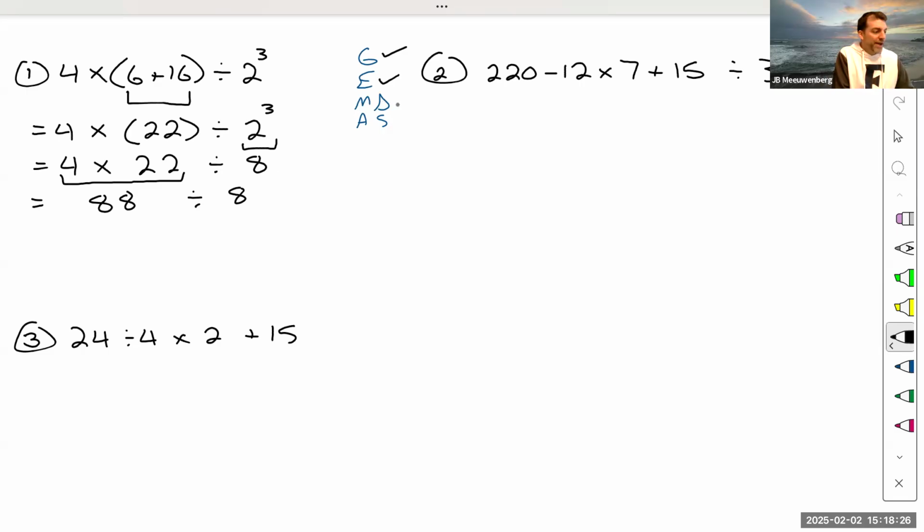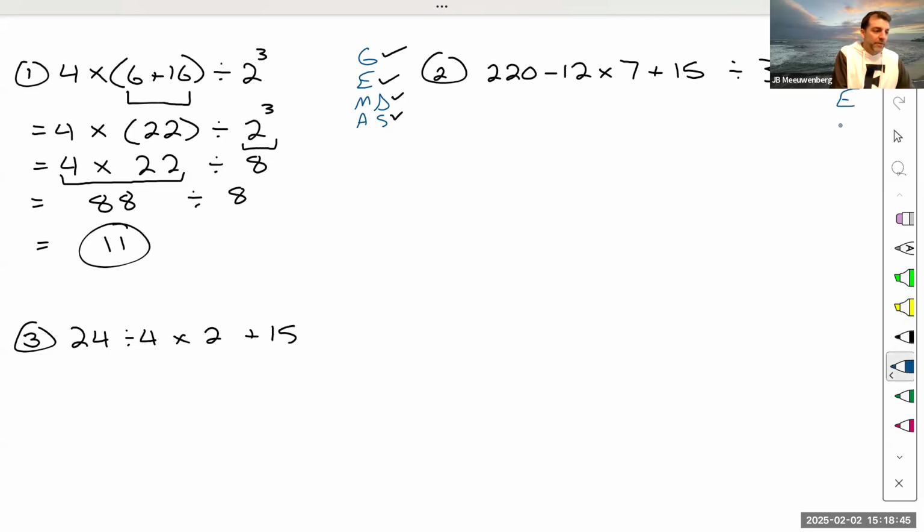Now we will do our final division. 88 divided by 8 is 11. Notice how every time I rewrite the problem with one singular calculation done. We had no addition and subtraction, so that's it. Let's go to number 2.